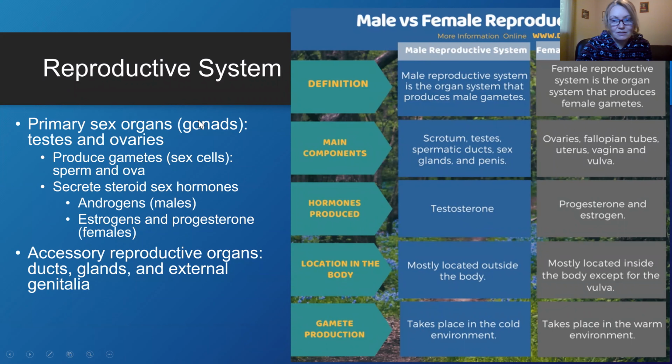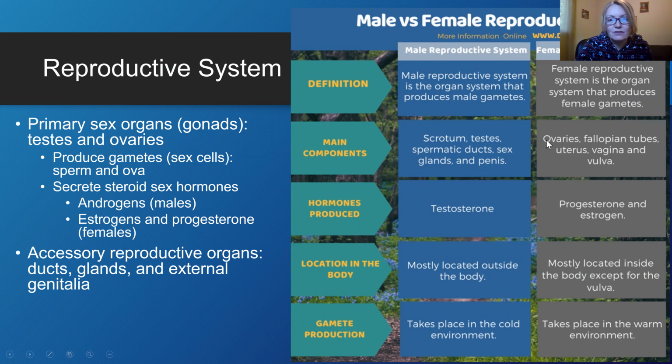So the reproductive system is another system of your body, and like any body system, it's made of organs. In the reproductive system, we have primary reproductive organs, or sex organs, and accessory organs. Primary organs include gonads. Gonads are testes and ovaries, and they produce gametes, sperm and ova, that we call sex cells, and also secrete steroid sex hormones, androgens in males and estrogen and progesterone in females. Accessory organs include ducts, glands, and external genitalia.